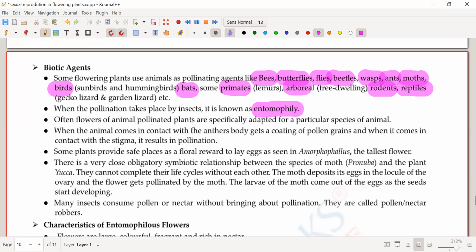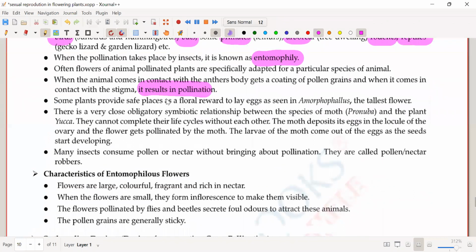Often, flowers of animal pollinated plants are specifically adapted to particular species of animal. When the animal comes in contact with anthers, its body gets a coating of pollen grains. When it comes in contact with stigma, it results in pollination. Some plants provide safe places as floral reward to lay eggs.